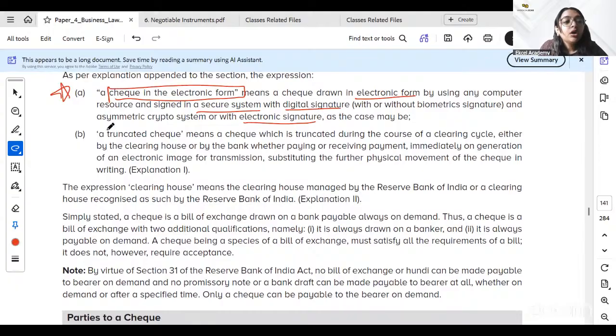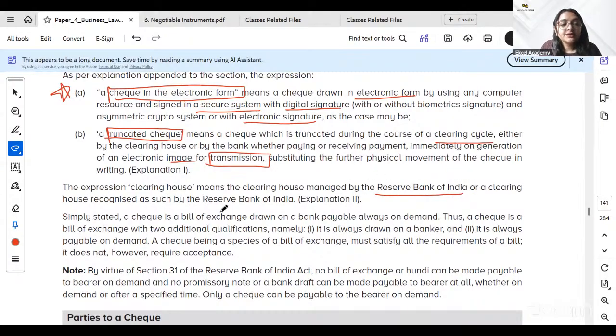What is your truncated check? It is a check which is truncated during the course of a clearing cycle, either by the clearing house or by the bank, whether paying or receiving payment, immediately on generation of an electronic image for transmission, substituting the further physical movement. So instead of handing over the check physically, you are resorting to an electronic mode by capturing an image of your truncated check. Clearing house is the one which is managed by your RBI.